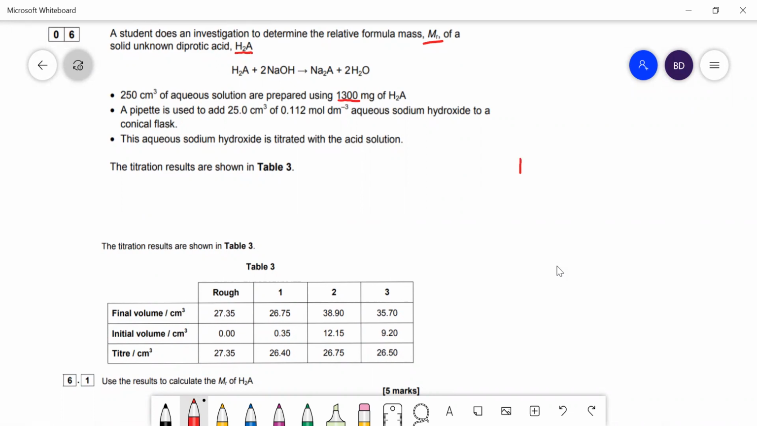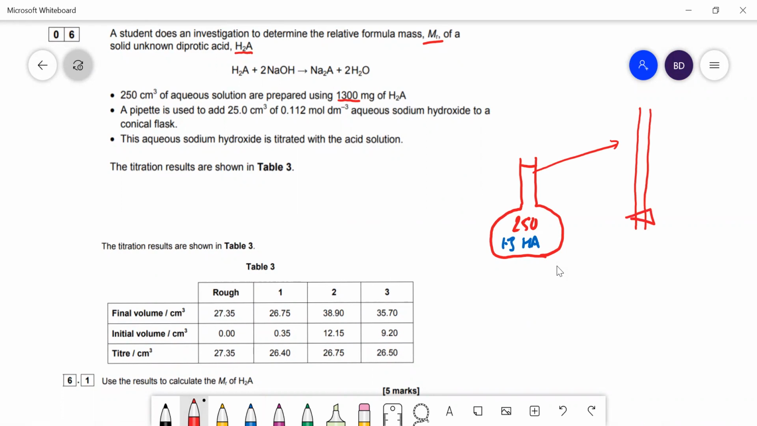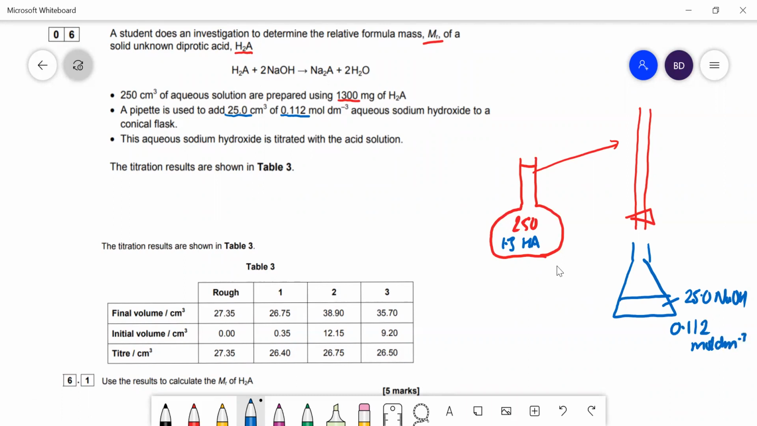I'm going to draw this. So we've got a 250 volumetric flask, and we've got 1.3 grams of H2A in there, and this is used to fill up the burette. So that goes in the burette, and a pipette is then used to add 25 centimeters cubed of sodium hydroxide of that concentration, which goes into the conical flask below. So we've got 25 centimeters cubed of NaOH there, and the concentration of that is 0.112 moles per decimeter cubed. We know the volume and the concentration of the NaOH, so we can find the moles of NaOH, which should then let us work out the moles of H2A that we've got in the burette.